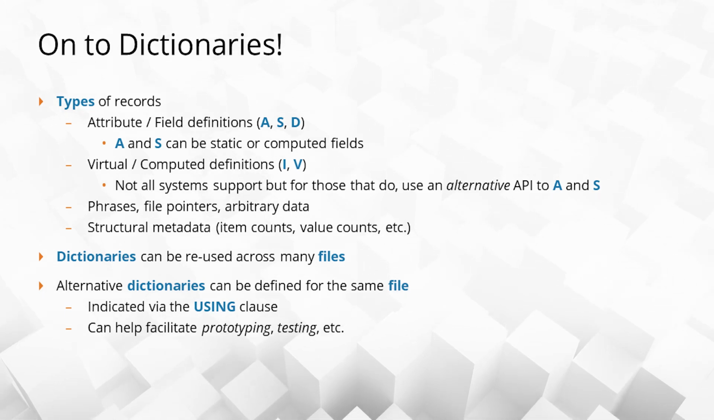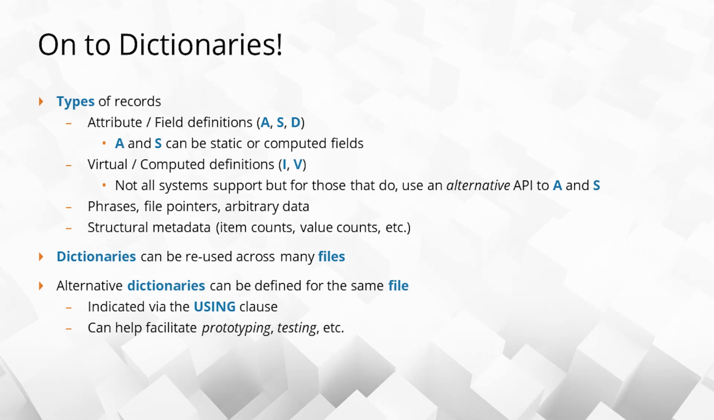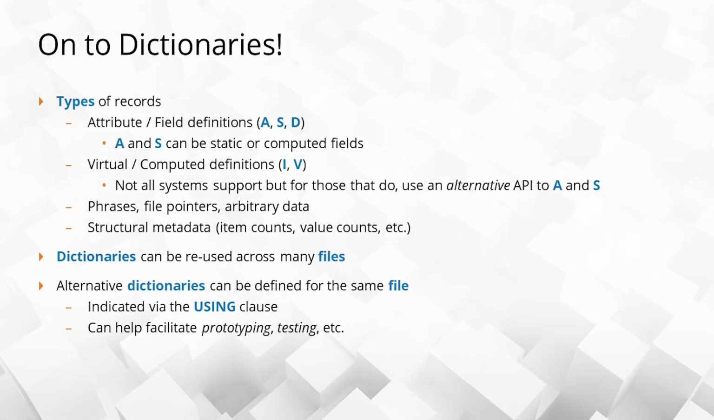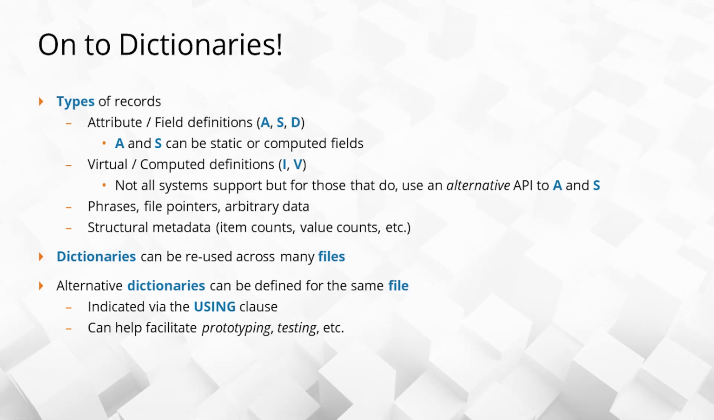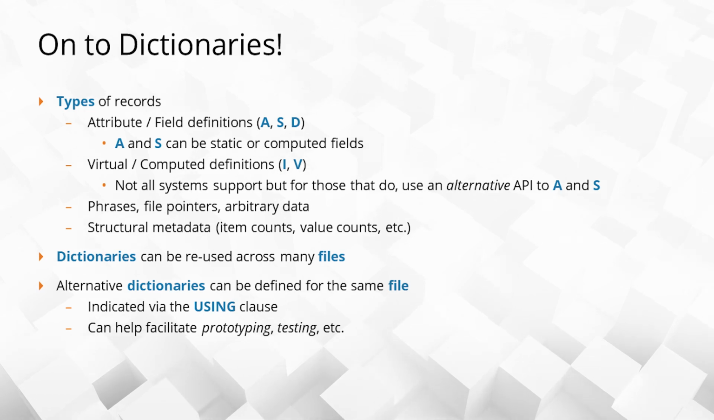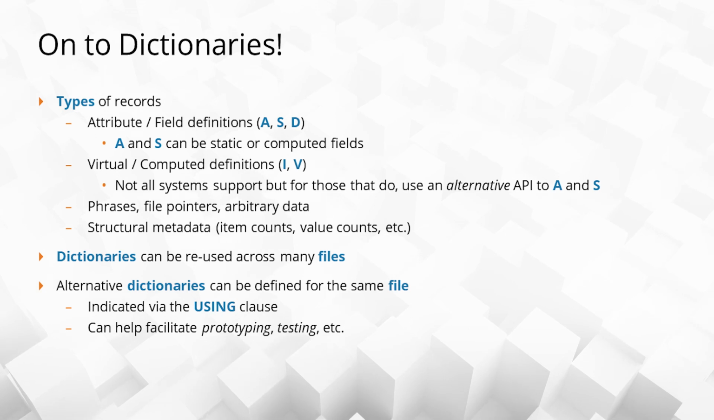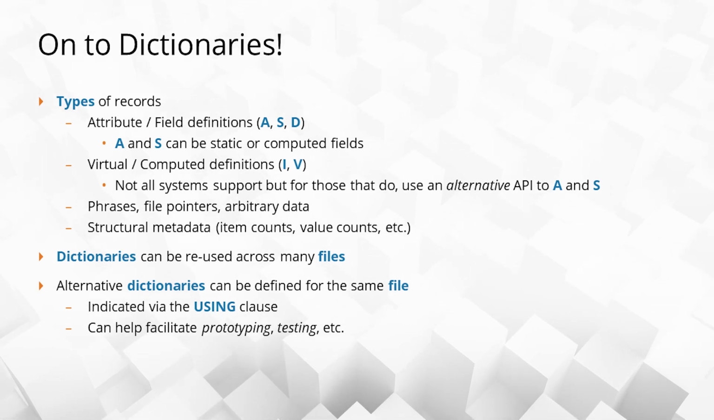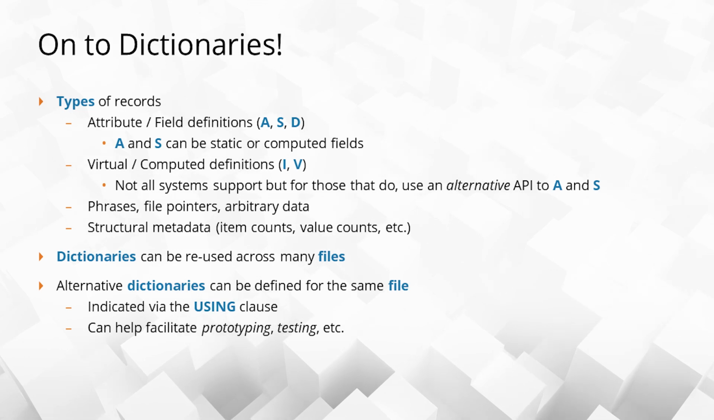It is also possible to use multiple dictionaries with a single data file. And that is done with the USING clause in the query language. This is probably an underused feature. It's really powerful because it allows you to do things like prototyping and testing without changing the main dictionary on a file, and build alternatives, or maybe just alternative views of a data file. And I do have an example of that.